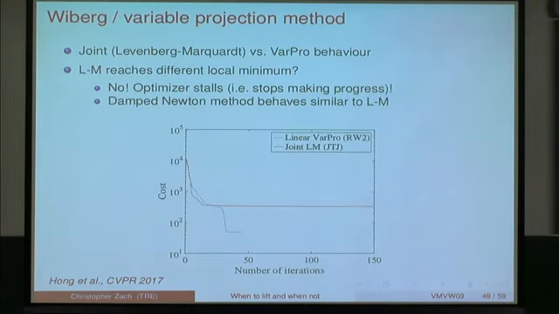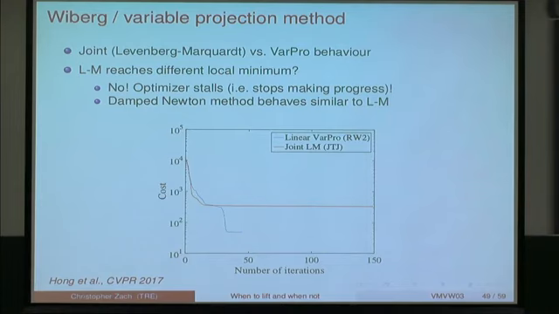So our belief was always that it reaches a different local minimum that is for some reason not very good. After lots of investigations and wrong hypotheses, actually we realized that the optimizer doesn't reach a local minimum, it actually stalls. So it stops making progress.